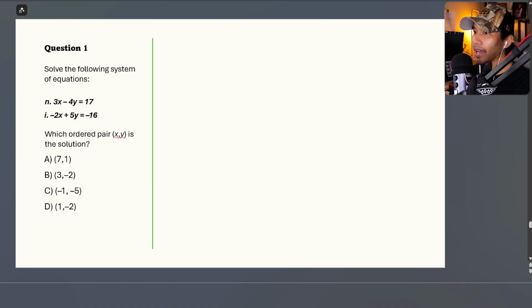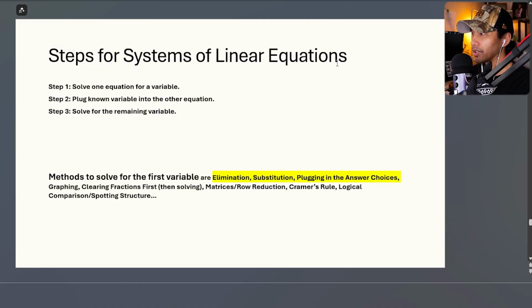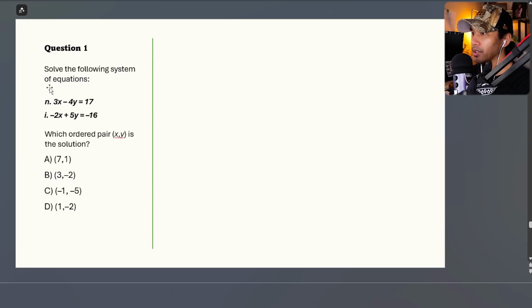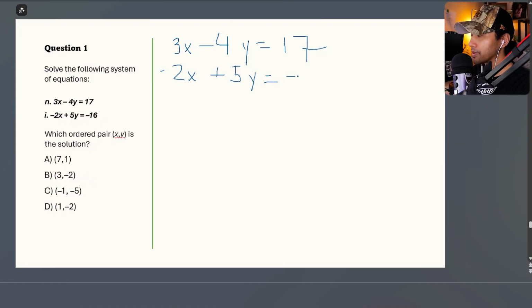So again, going back to the steps for systems of linear equations, we want to solve one equation for a variable. And the best way to do this is elimination. This is what I mean. When you're taking the test, you will have a computer in front of you and you will have notes, so I would write down everything over again. I would write the equations. So we have 3x minus 4y equals 17, and we have negative 2x plus 5y equals negative 16.